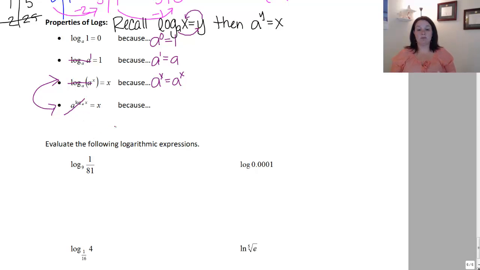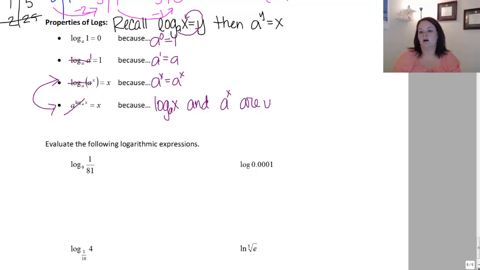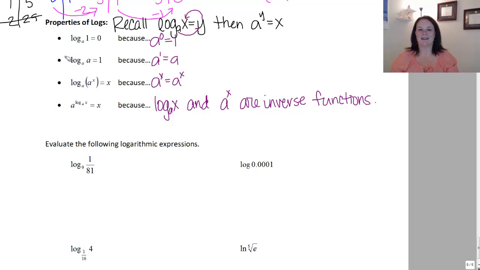So the idea to simplify these is, if we're given a log, to take the exponential form so that I can cancel those, or if we're given something in exponential form, I can take the log with that same base to cancel that out. Okay, so I'm just going to say here, because log base a of x and a to the x are inverse functions. Okay, and then I'm just going to erase this so we can still see what's written there.